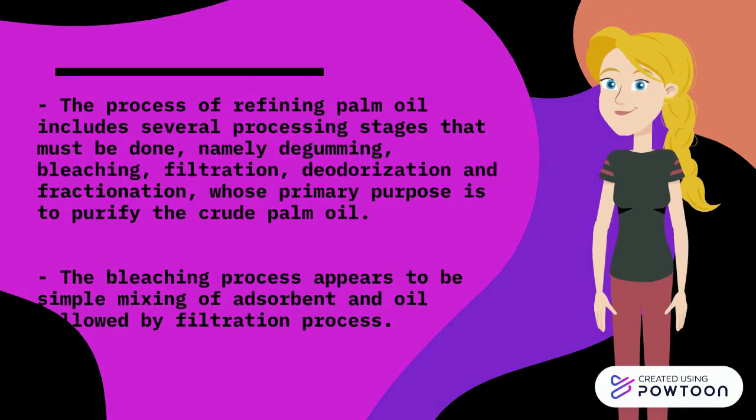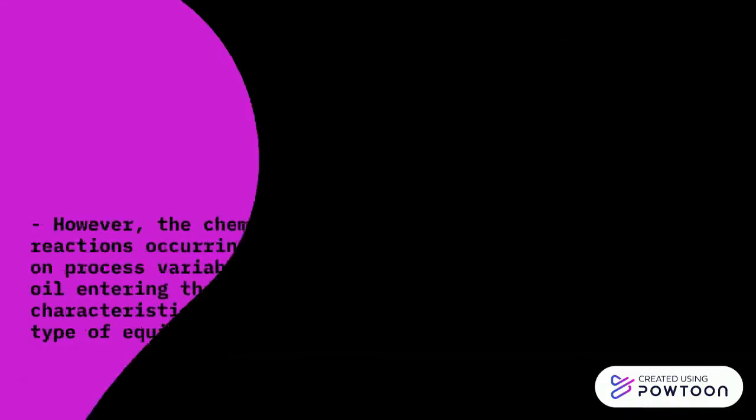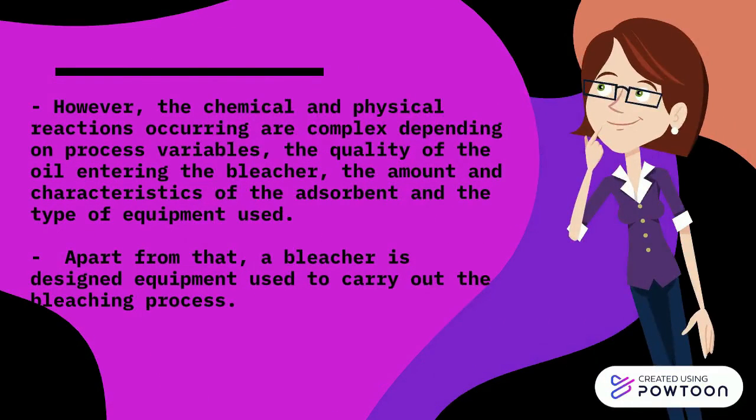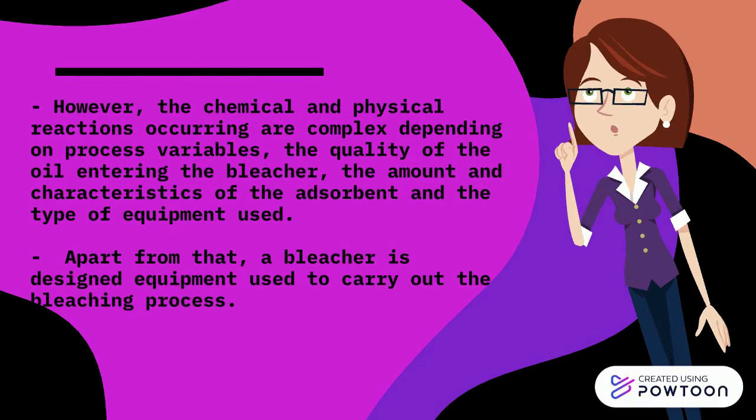The bleaching process appears to be a simple mixing of adsorbent and oil. However, the chemical and physical reactions occurring are complex, depending on process variables, the quality of the oil entering the bleacher, the amount and characteristics of the adsorbent, and the types of equipment used. Apart from that, a bleacher is designed equipment used to carry out the bleaching process.